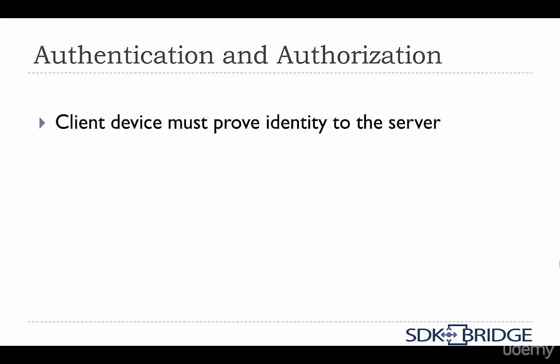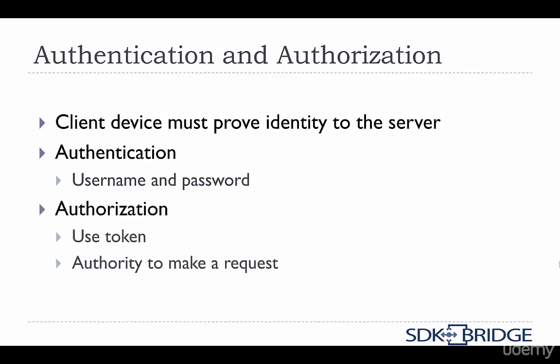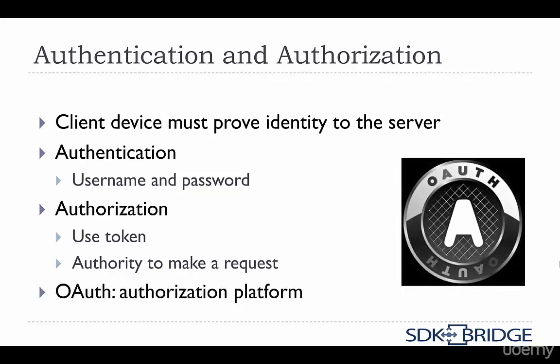Another important part of API documentation involves security. In order to use an API, the client device needs to prove to the server that it has the authority to receive or modify data. Authentication means that a user has proven themselves authentic by providing a username and password. Authorization means that the API request includes a special token that indicates to the server that it has the authority to make that request. This course will talk about how to document OAuth, which is a popular authorization and authentication framework.